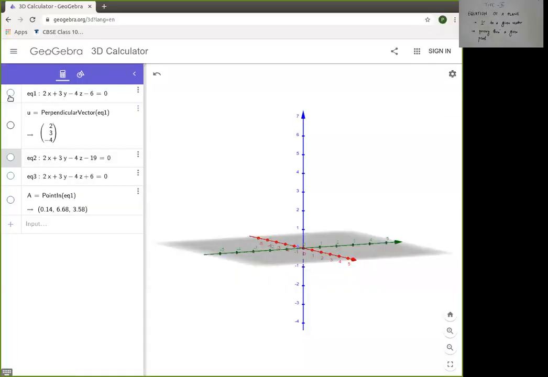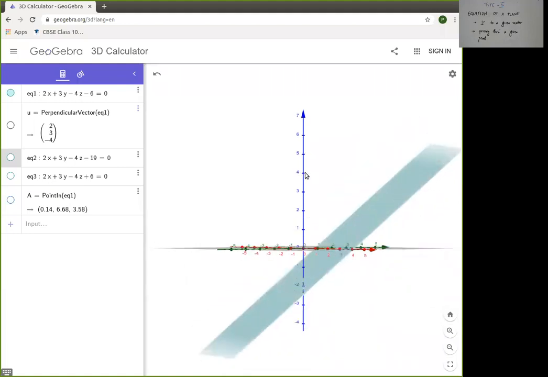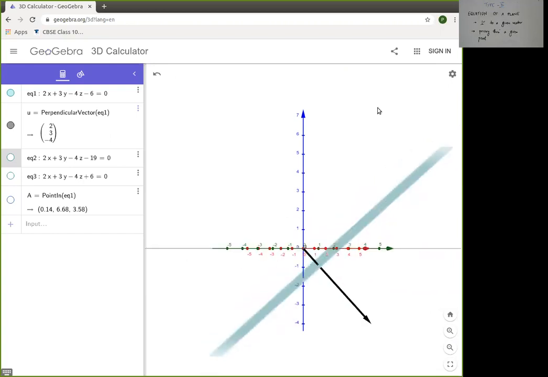So here I have defined a plane, that is 2x plus 3y minus 4z minus 6 is equal to 0. So this is not passing through the origin. The first condition is we are given a perpendicular vector, that is a normal vector to the plane, right? So we have a normal vector here which is perpendicular to this plane. But the point is, this condition alone will not be enough for us.